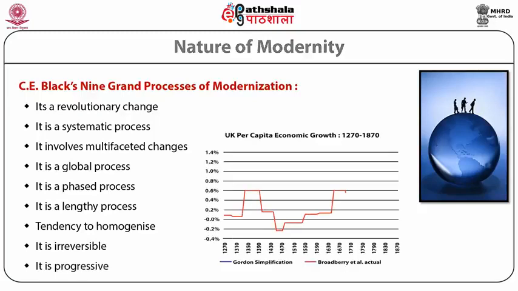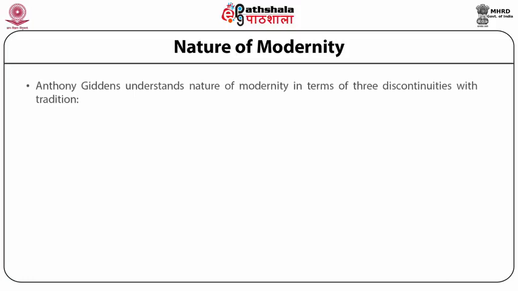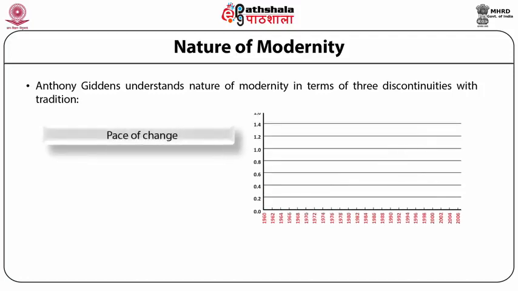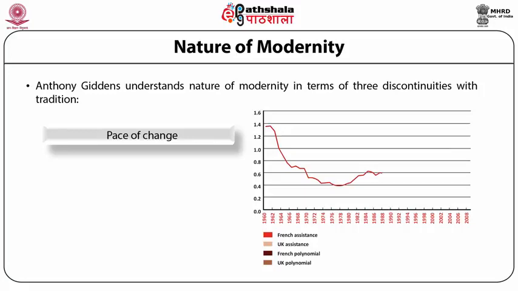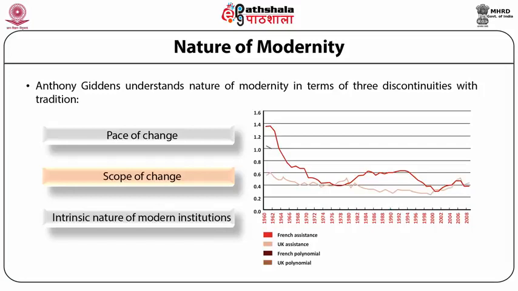It is not regressive. The nature of modernization or modernity has also been understood by a political sociologist, Anthony Giddens. According to Anthony Giddens, the nature of modernity can be understood in terms of three discontinuities or departures from traditions. And these three discontinuities can be understood as follows. The first is the pace of change that happens in a modern society. The second is the scope of change. And the third is the intrinsic nature of modern institutions. Let me explain the third point.